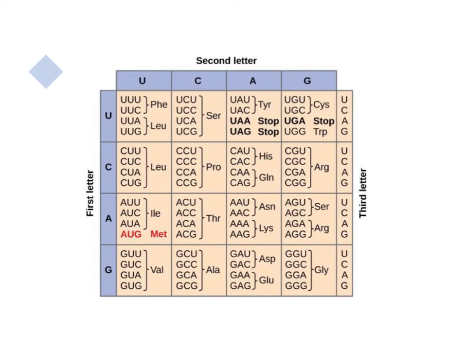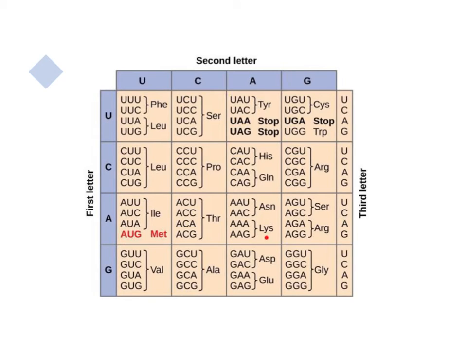Now let's try to find one. Let's say it's AAA. Use your chart. Let's try to find where AAA is. We start with the first letter A. I'm going to go over until I line up in the column for A, and then I'm just going to go down until I find the third row for A. So AAA is here. It codes for the amino acid LYS, which is lysine.